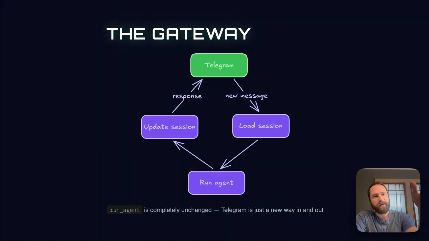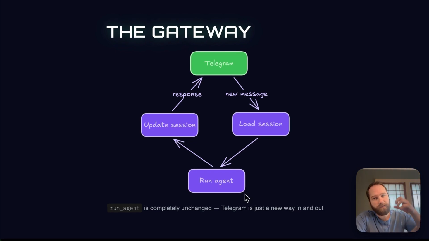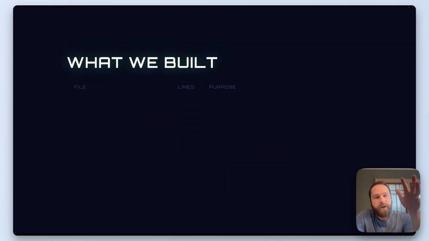So the big unlock that lets us do this is that we are wrapping our agent invocation in another layer that we're going to call a gateway. This has a listener that connects into Telegram that will then, when it receives a new message, invoke our agent. Our agent will then respond. We'll update our session in the back end, and then it will respond via Telegram. And so this is just a loop running in the background, and this is what we're going to dig into today.